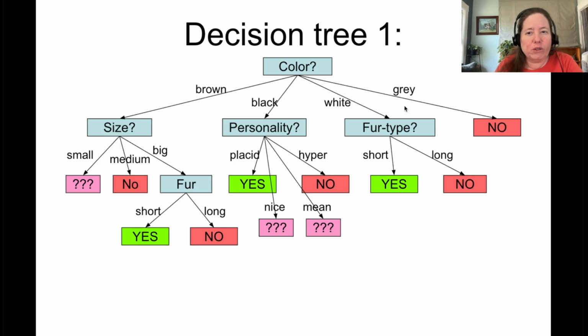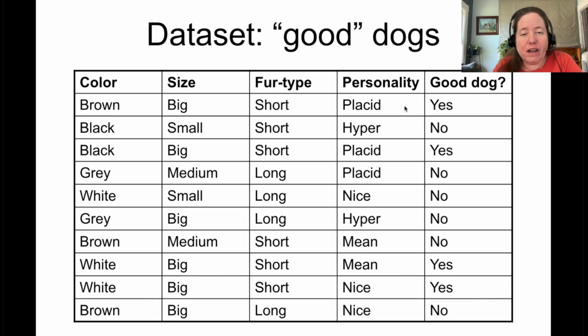So let's take a look really quickly at the data. This is the data set of good dogs, one of them. I have several versions of this toy data set. And you can see that we have dogs described by their attributes. Gray, medium, long hair, placid personality, that's a no. Gray, big, long hair, hyper personality, that's a no. This is not a particularly well balanced data set because you see we have a lot more no's than we have yeses. But what we're trying to figure out is what do the yeses all have in common? That's the pattern we want. That's what we want to capture with the decision tree.